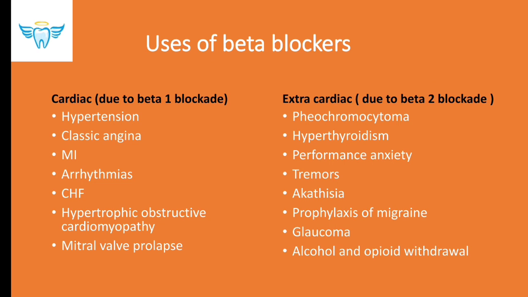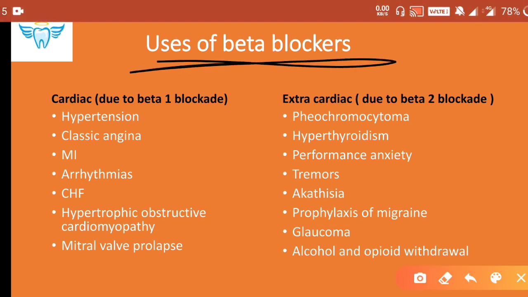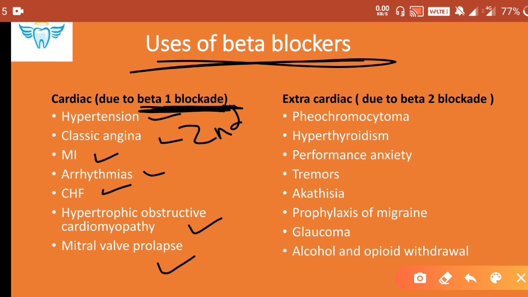Now to summarize, what are the uses of beta blockers, okay? In which conditions do we give beta blockers, okay? So in conditions like hypertension, classic angina, myocardial infarction, arrhythmias, chronic heart failure, hypertrophic obstructive cardiomyopathy and mitral valve prolapse, we give beta blockers because of their beta 1 blockade, okay? Which means our second generation beta blockers would be effective in all these conditions, okay?